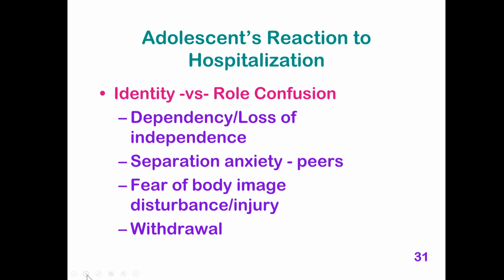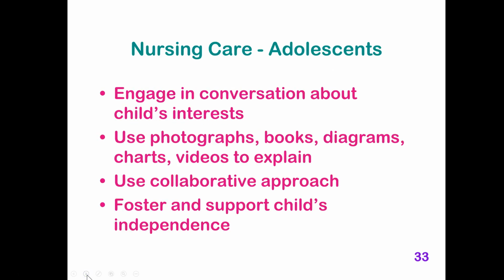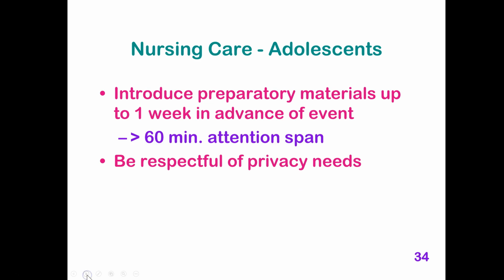Adolescence, identity versus role confusion. We've talked about that. You want to engage in things that they enjoy. You want to use a collaborative approach, and then foster the child's independence as much as you can. Still want to include the parental presence, though, because who doesn't need their parents?